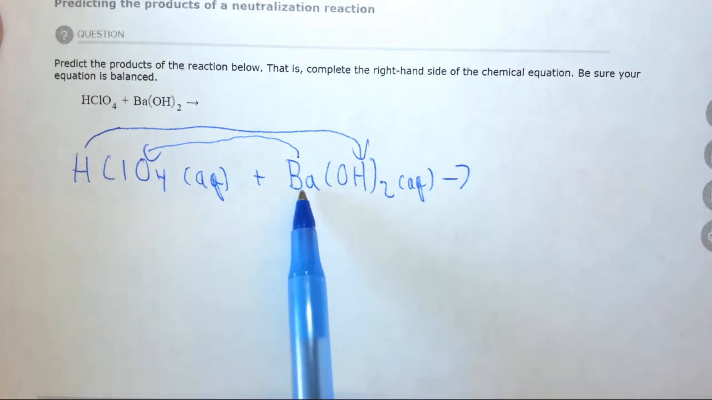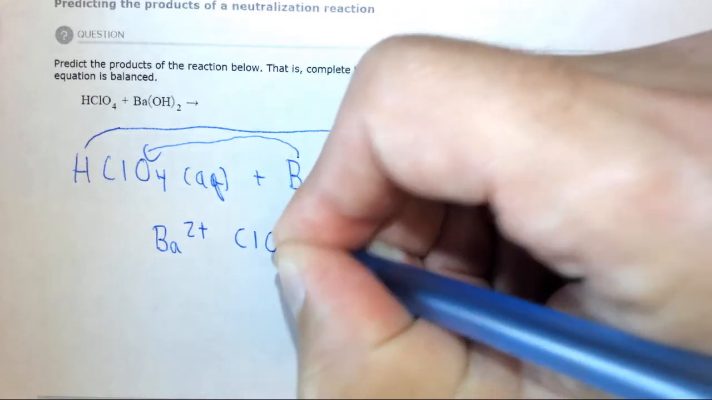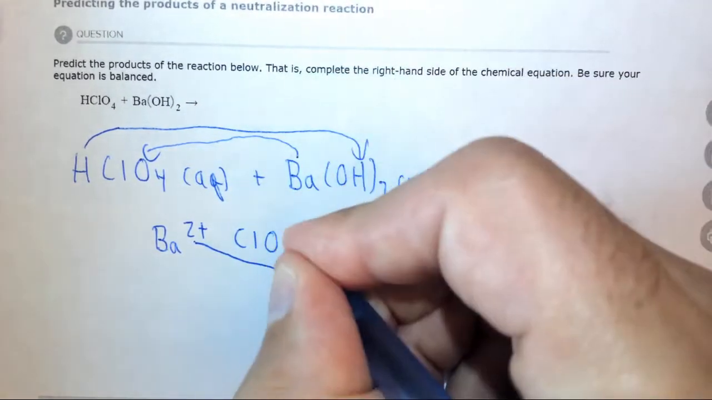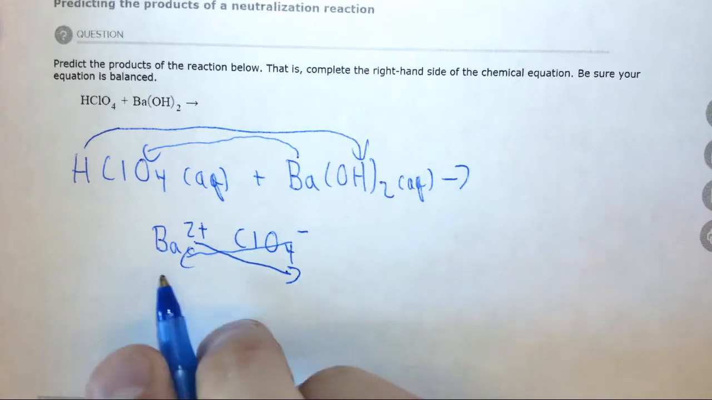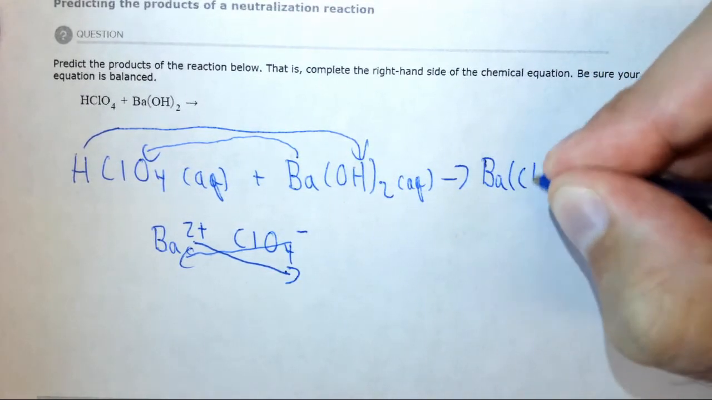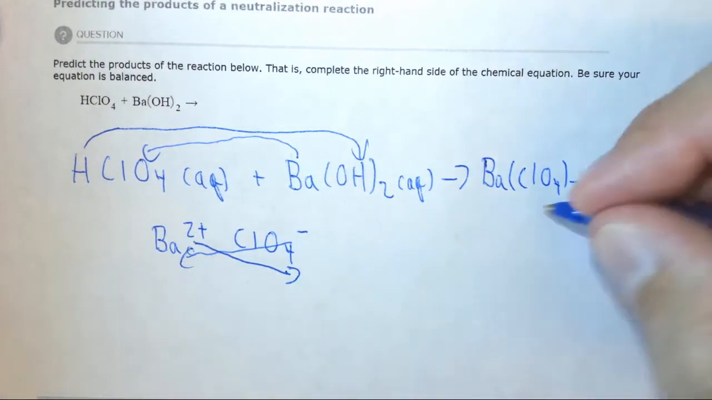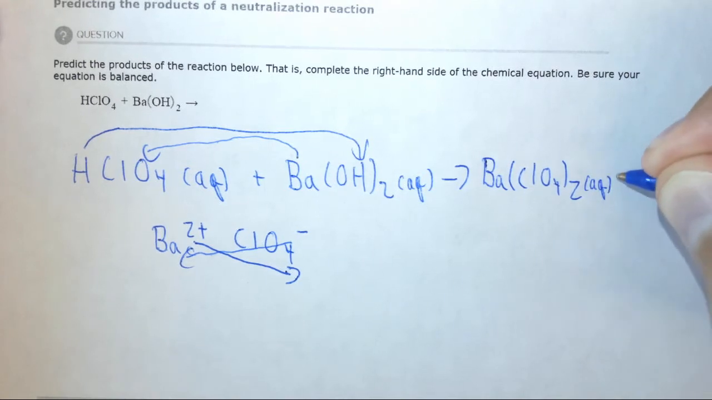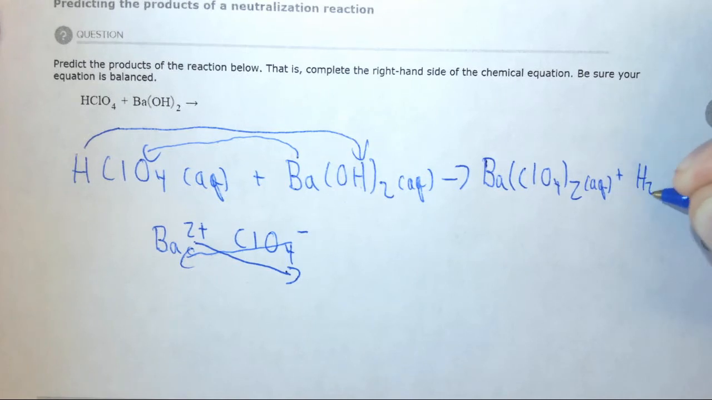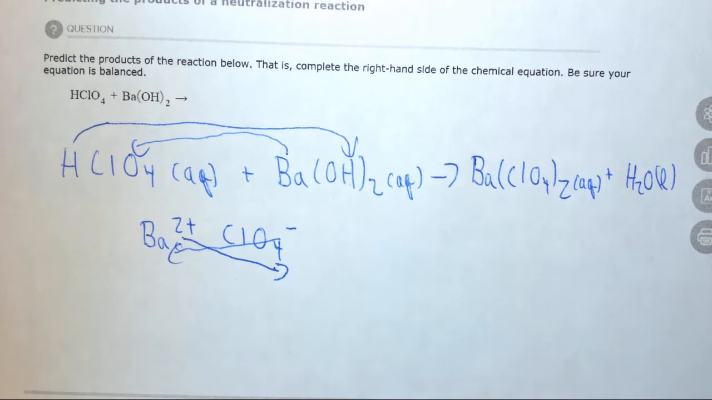However, traditionally we write the ionic salt first. So the ionic salt here is going to be formed between Ba2+ and ClO4-. Cross the charges, and the stable product between barium and perchlorate is Ba(ClO4)2, in parentheses 2, because we need two of them. Aqueous, and as we already said, H goes with OH to form water, so we get H2O liquid. So these are the products of this reaction.